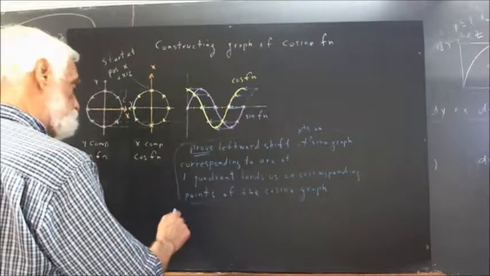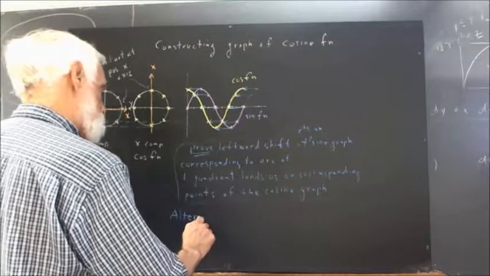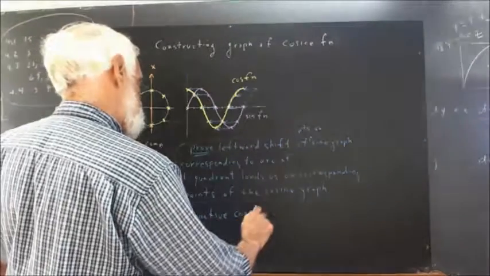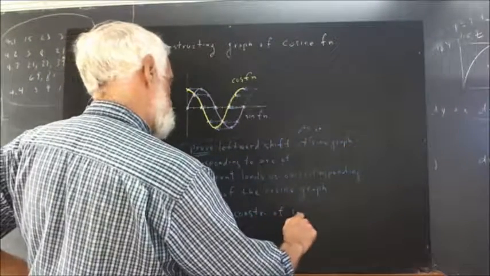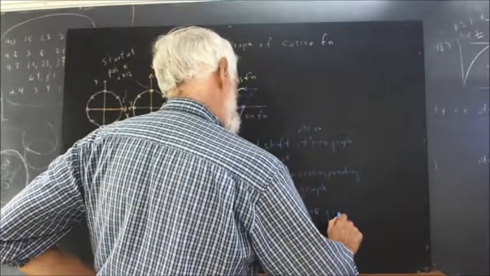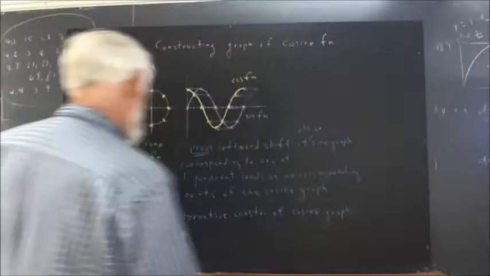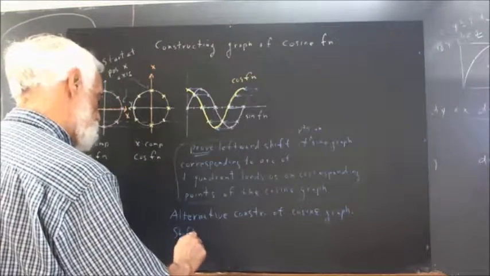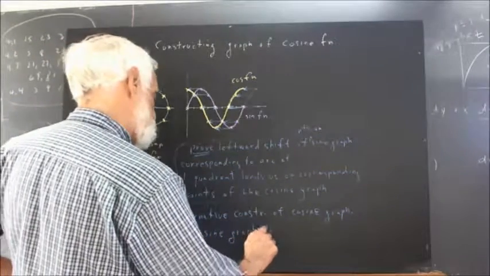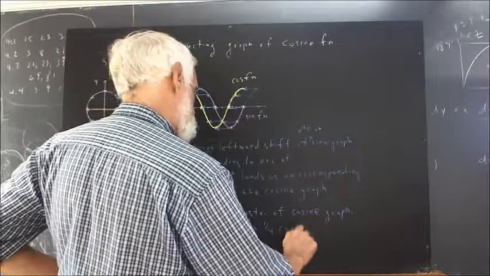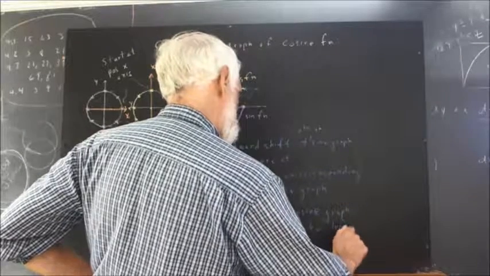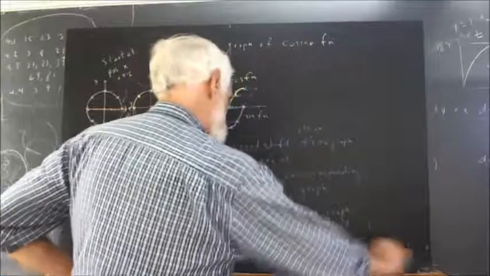So, alternative construction of the cosine graph: shift the sine graph one-quarter cycle to the left.